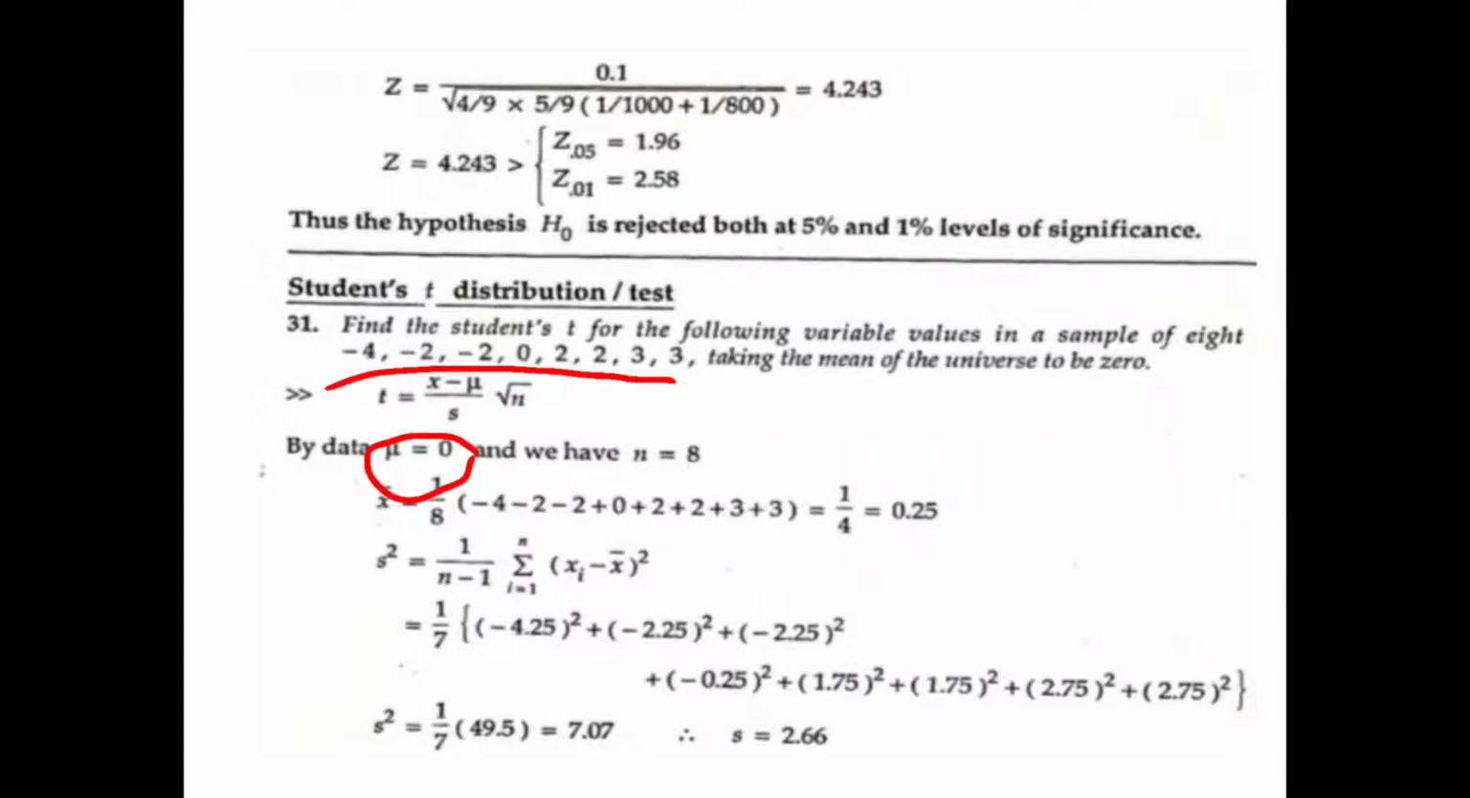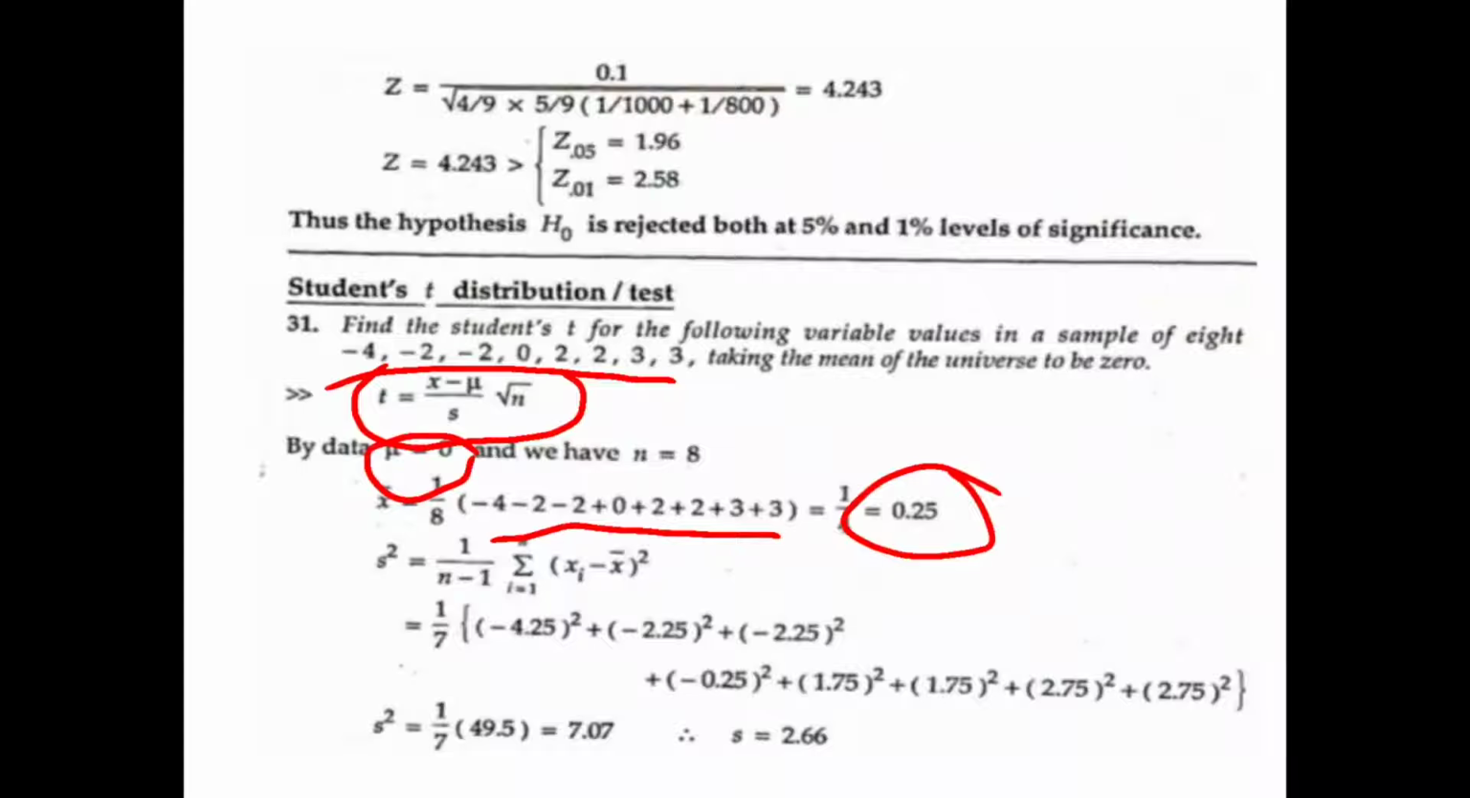Now what we have to do is first calculate the test statistic t. T is equal to x minus mu divided by s into root n. Mu value is given here. Here x is nothing but x bar, the mean of the sample. There are only 8 values, so how do you find the mean? Just add all of them and divide by 8. So we get x bar is 0.25.